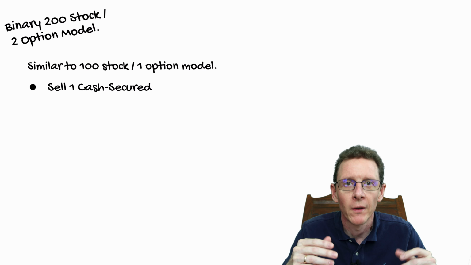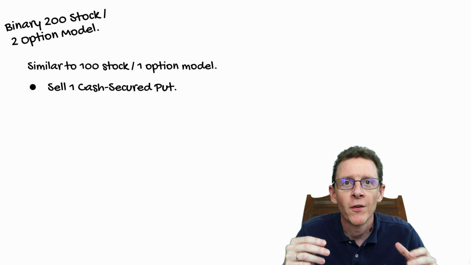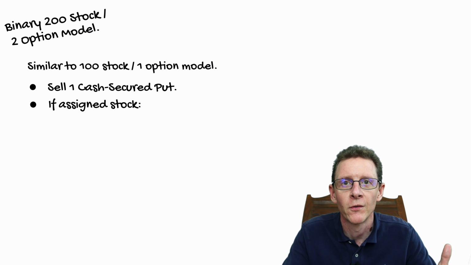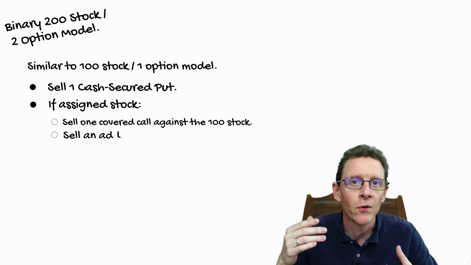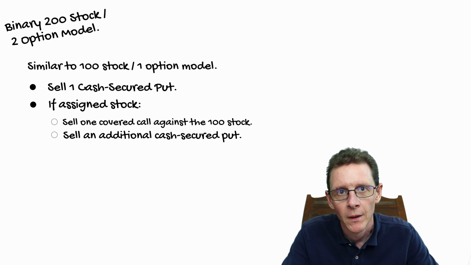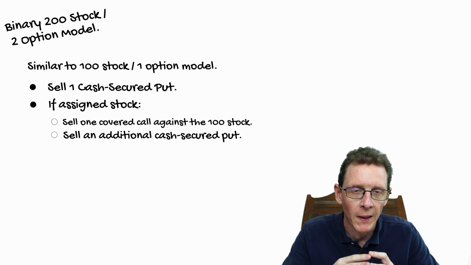Again, we begin by selling a cash secured put. If this expires in the money and we are assigned stock, as before, we sell a single covered call, but additionally now we also write or sell a cash secured put. Again, from here there are two possible outcomes.